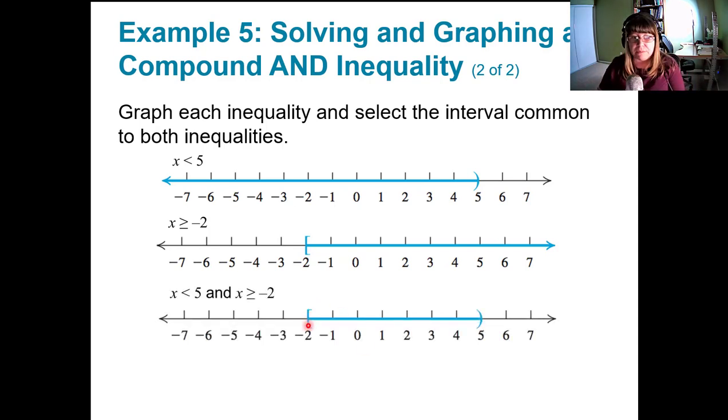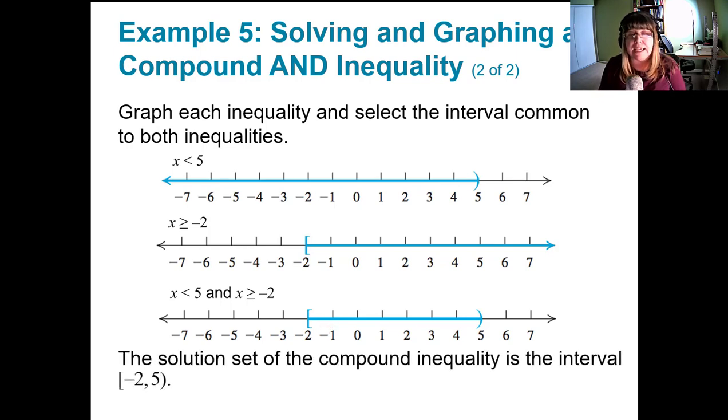So only from -2 to the 5, but not including the 5, everything in between is where it overlapped. And therefore, my set interval is from -2 to +5.